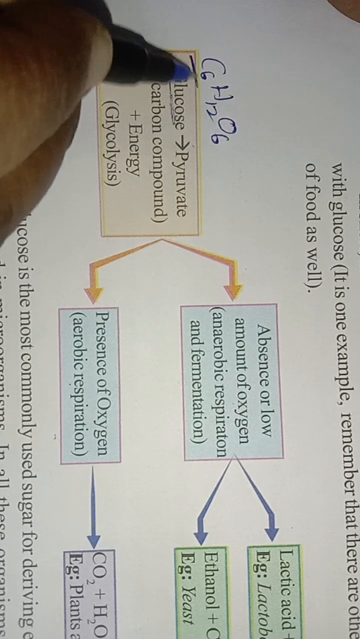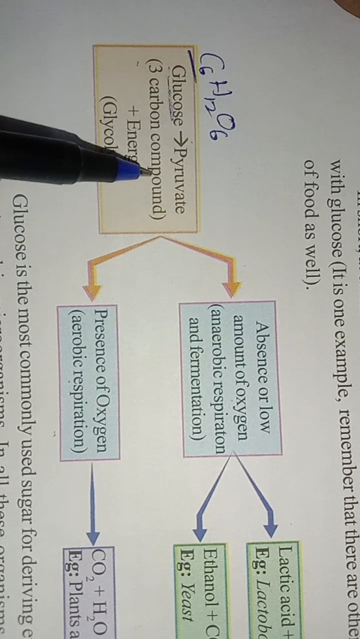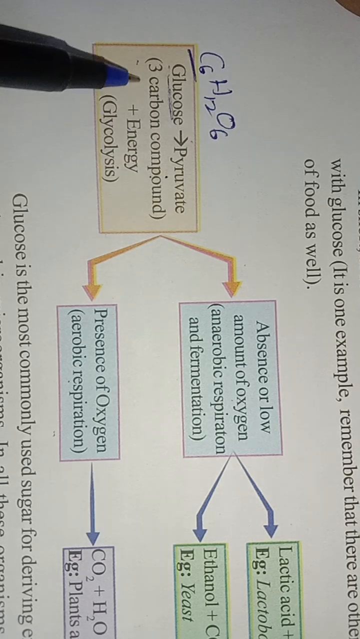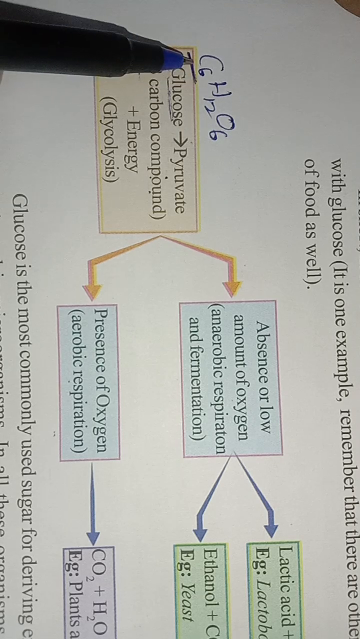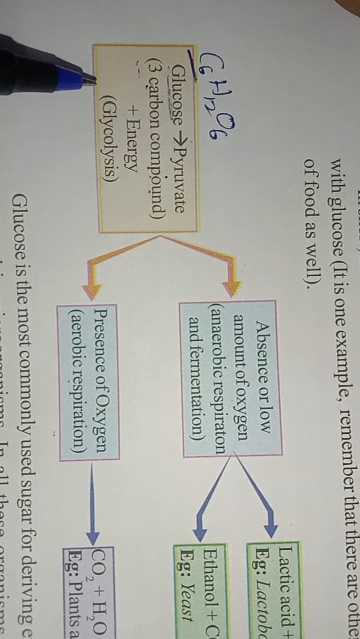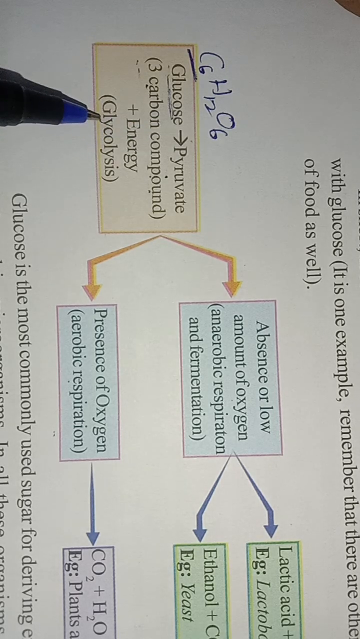C6H12O6. Here we have 6 carbon molecules. That splits into a 3 carbon compound called pyruvate. Pyruvate means it's a 3 carbon compound. So how is it splitting? C6 is splitting into 3 carbon compounds, C3, like that, right? And energy. So this process is called glycolysis.